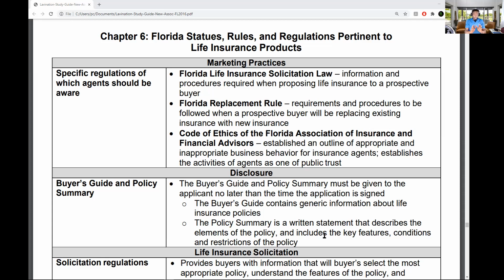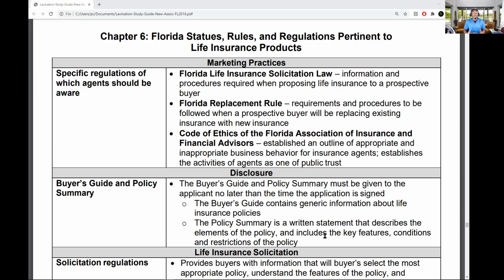Now, it's not in here, but let me just remind you, since we talked about it in chapter 1. When it comes to the Florida rules and regulations, the buyer's guide has to be given before you collect the initial premium. But what happens if I don't have the buyer's guide? What should I do? Should I give the policy summary to the client?